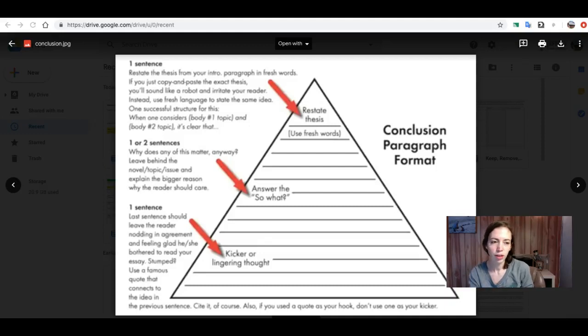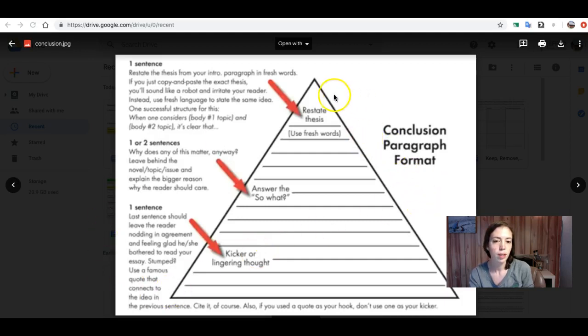Conclusions are a part of essays that a lot of students struggle with. In fact, I would say at least a third of all of my students this semester indicated that they wanted to work on conclusions based on how they did on the first essay. So it was a goal for a lot of you.